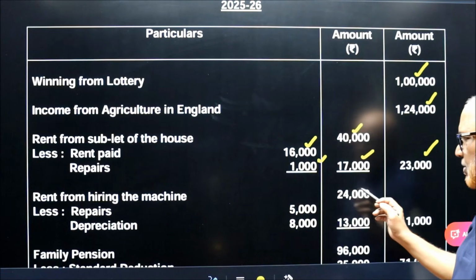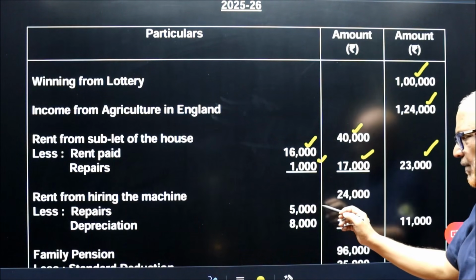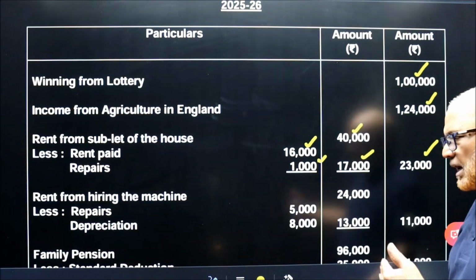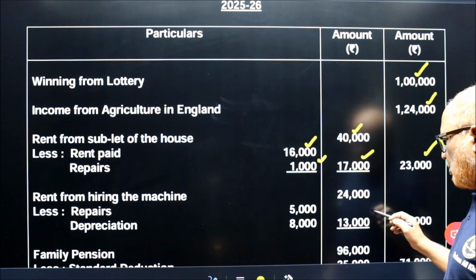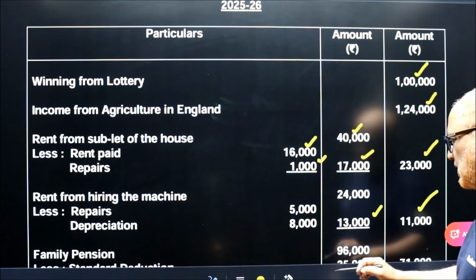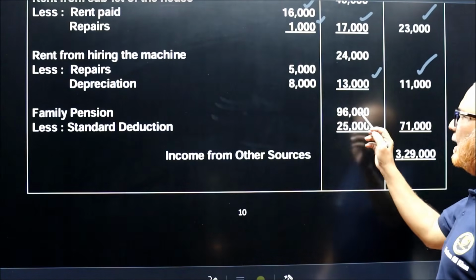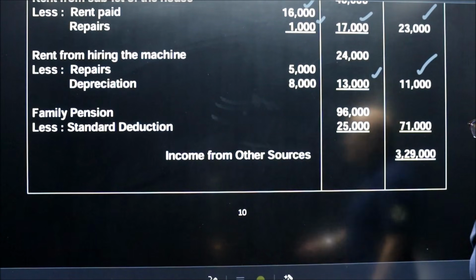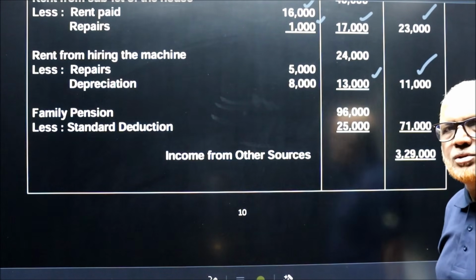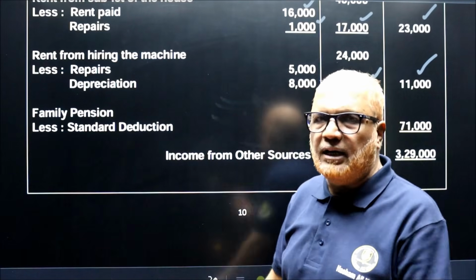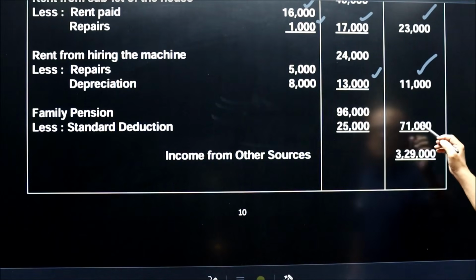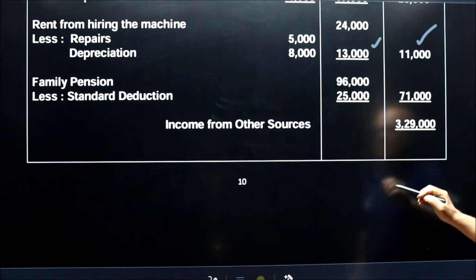Rent from hiring the machine 24,000, repair 5,000 and depreciation 8,000 allowed as reduction. So 24 minus 13 is 11,000 taxable. Family pension 96,000 is received, but deduction is allowed 25,000. In working note I have shown you the deduction. So deduct 25,000, 71,000 is taxable, right?